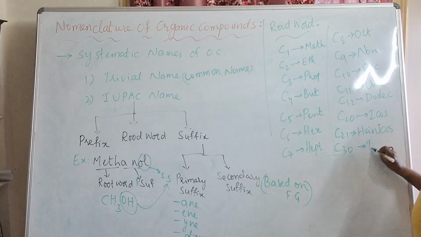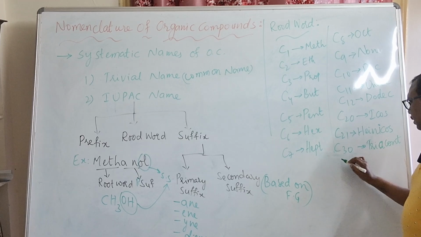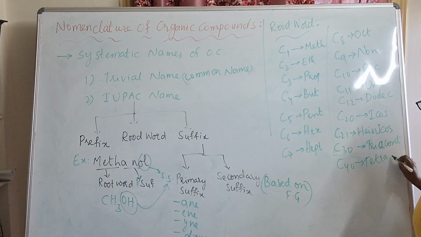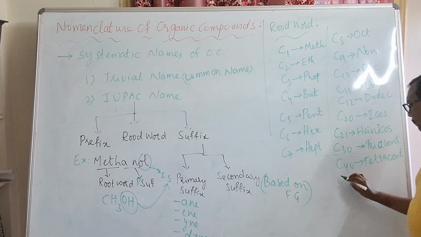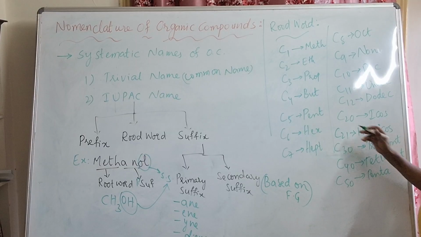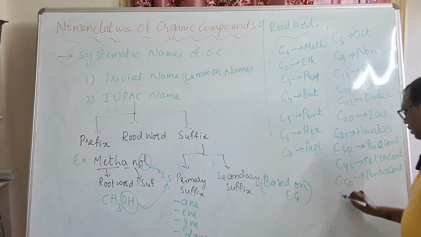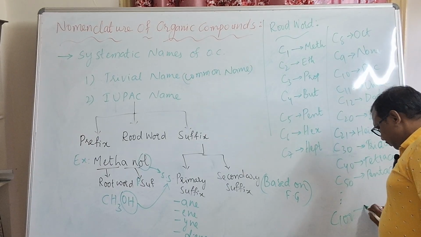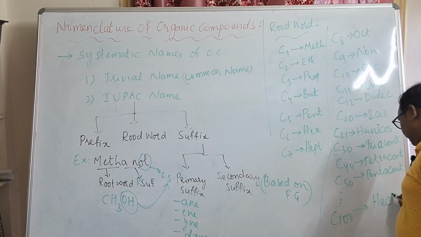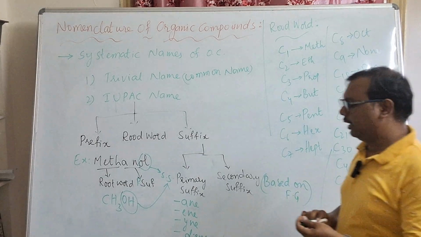If 30 carbons, triacont. C40, tetracont. C50, pentacont. Hexacont, like this. Next, C100, then it is called hect. Hectane means total number of carbons are 100. Okay, we can write in that manner.